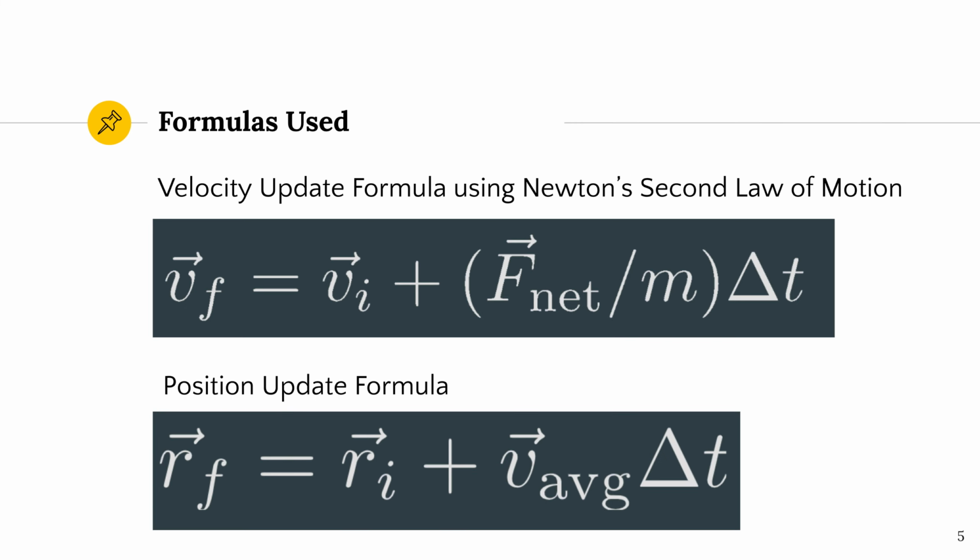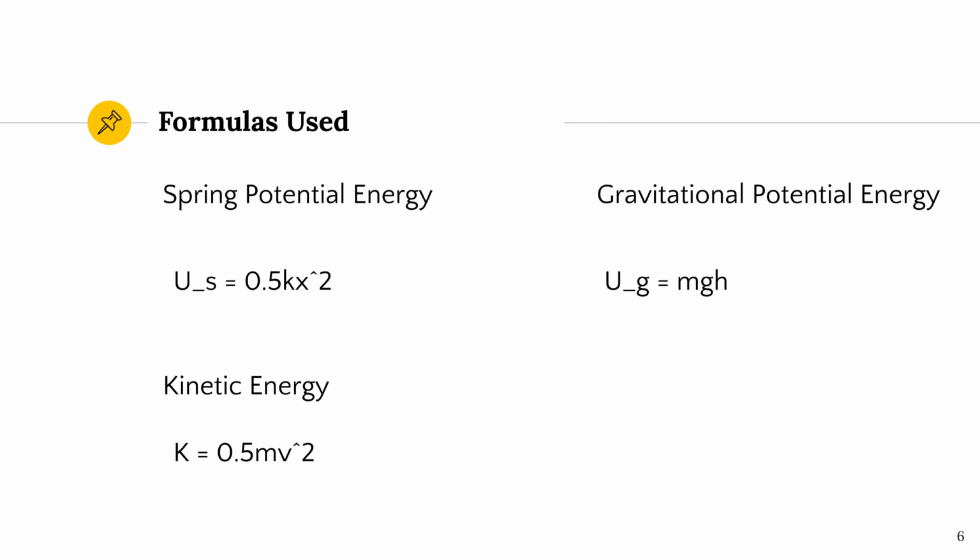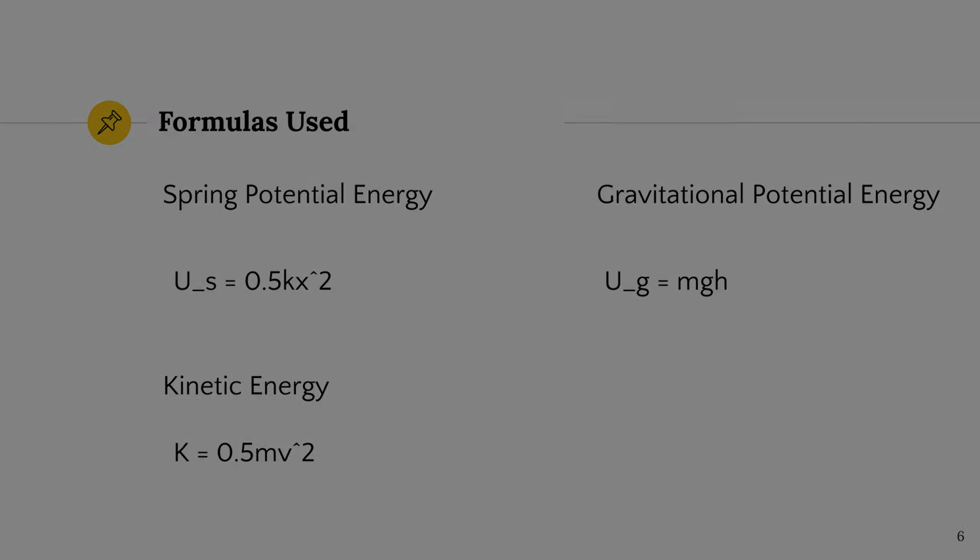There are 5 main formulas that were used in this lab. The first one is the velocity update formula, using Newton's second law of motion, and the second one is the position update formula. With the velocity update formula, the change in velocity will be calculated, which will be used in the position update formula to predict the position. The next 3 equations are the equations for energy, which are used to calculate the kinetic energy, spring potential energy, and the gravitational potential energy of the object.